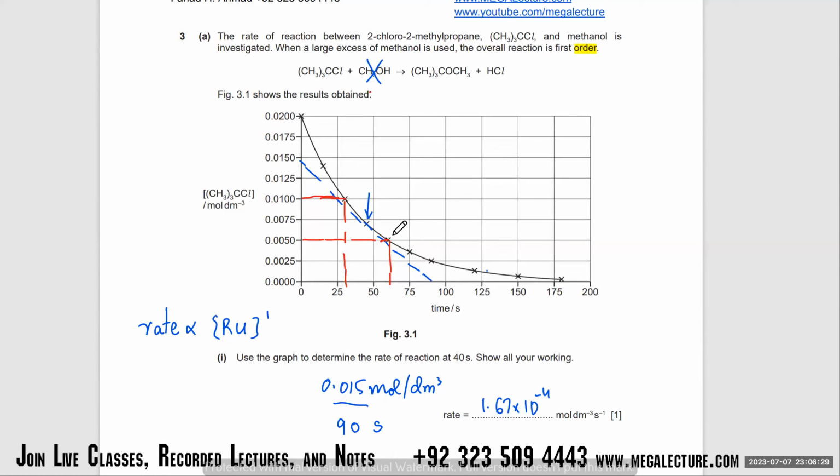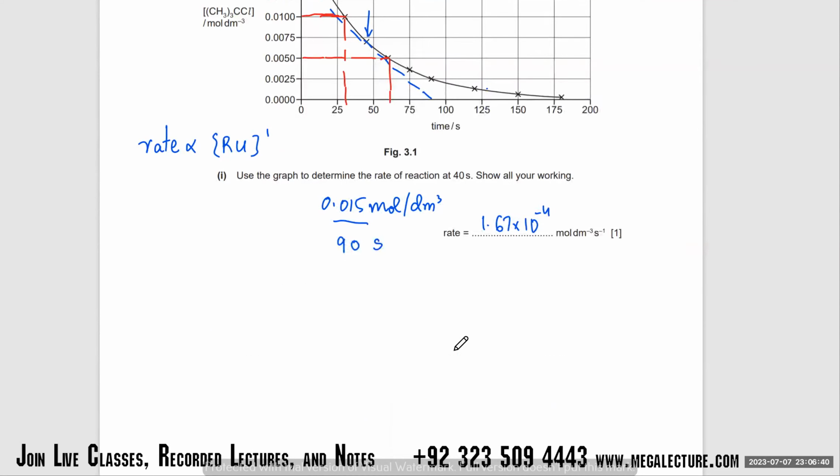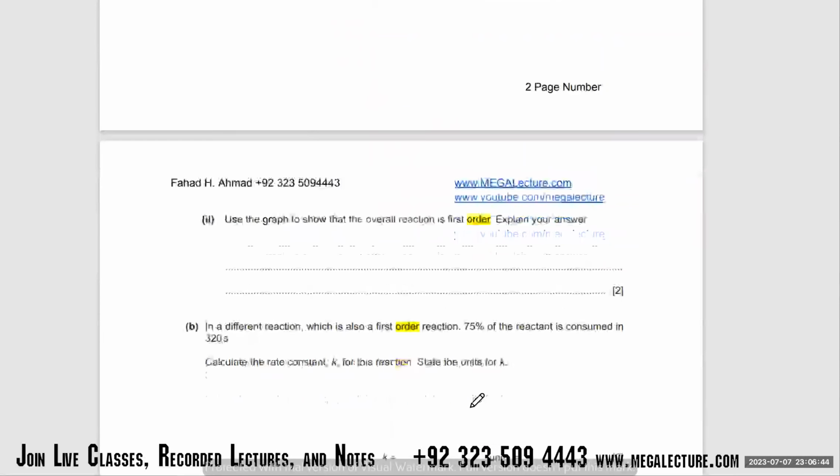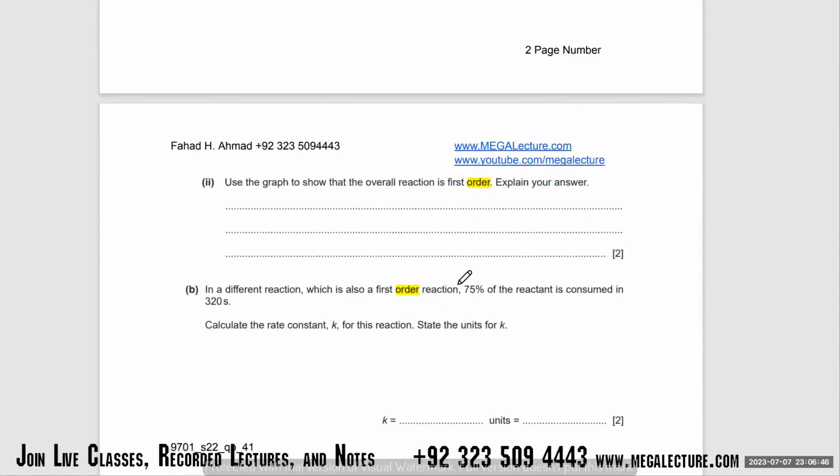In a second order reaction, the half-life would double. It would slow down a lot. And in a zero order reaction, the reaction would not slow down, so it's just going to be a straight line. In a different reaction, which is also first order, 75% of the reactant is consumed in 320 seconds. Calculate the rate constant K for this reaction and state the units for K.